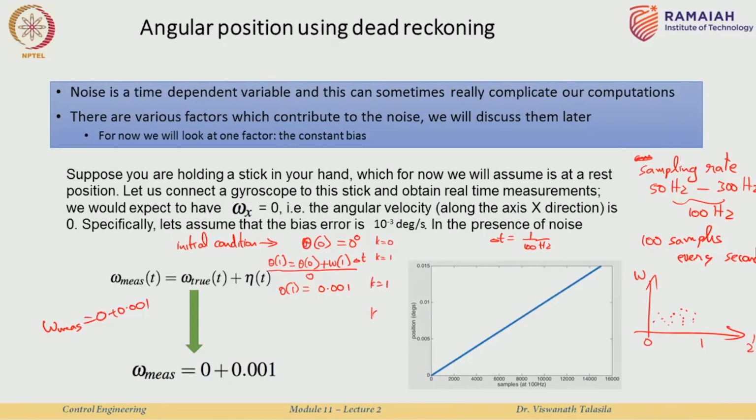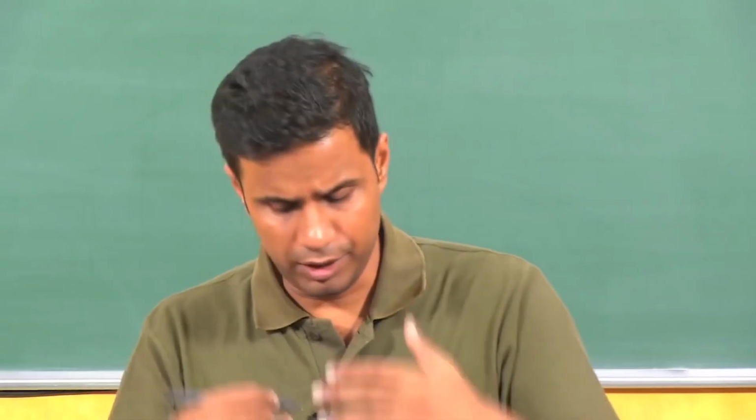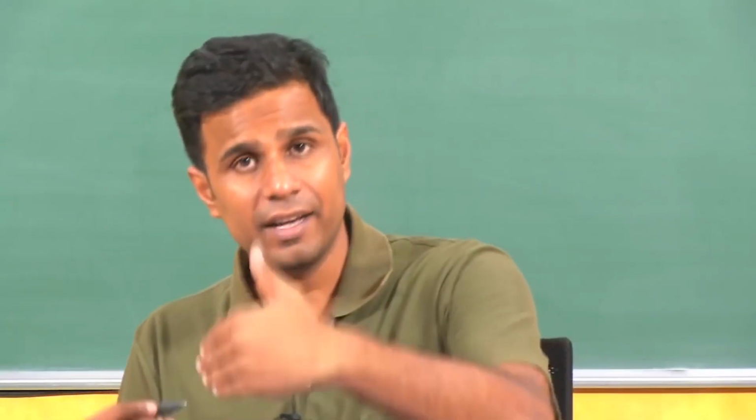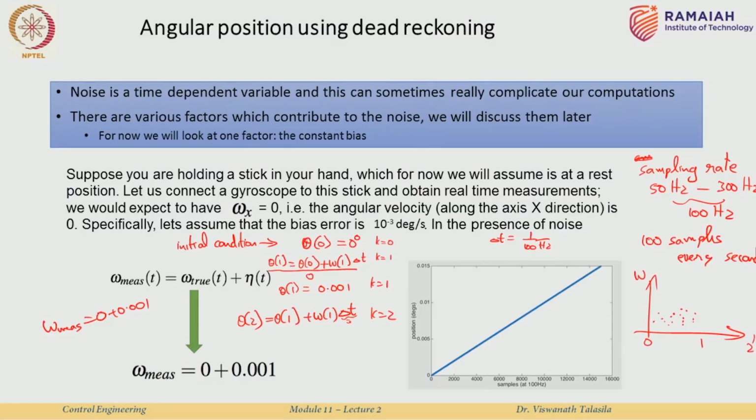Now what happens at k equal to 2? At k equal to 2, theta of 2 is basically the previous angle which I have computed plus the current gyroscope value times delta t. Let us for the moment ignore the effect of delta t over here. We will just assume it to be 1 without any loss of generality. We will wrongly assume it to be equal to 1, but you get exactly the same kind of behavior even if you take the correct delta t.